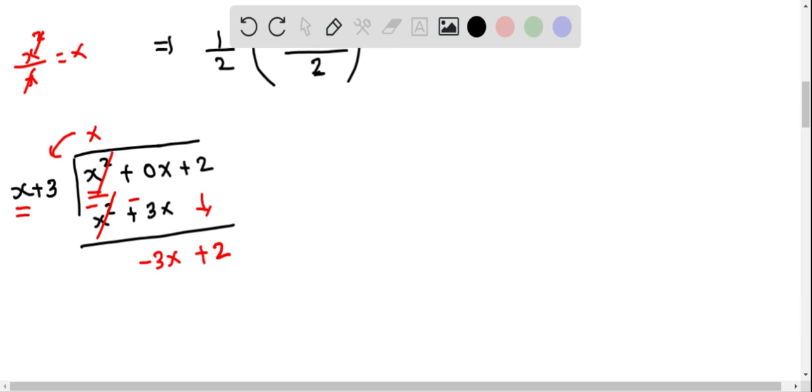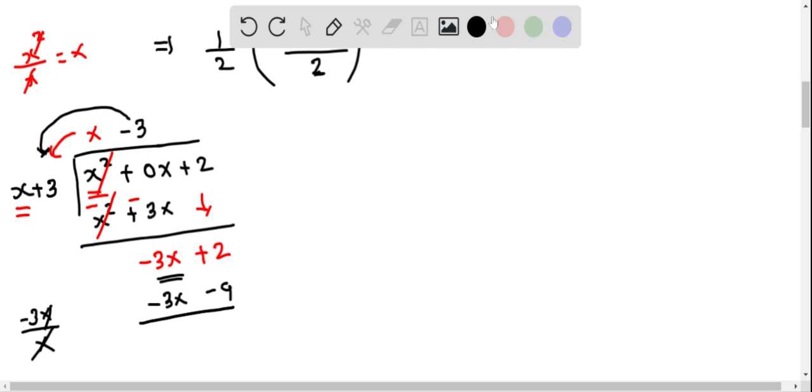Once again, we take the first terms of each of the divisor and the dividend, so we have to do the division. Negative 3x divided by x gives negative 3. So I put the negative 3 here and then multiply this negative 3 with both the terms of the divisor. Negative 3 times x is negative 3x, and negative 3 times positive 3 is negative 9.